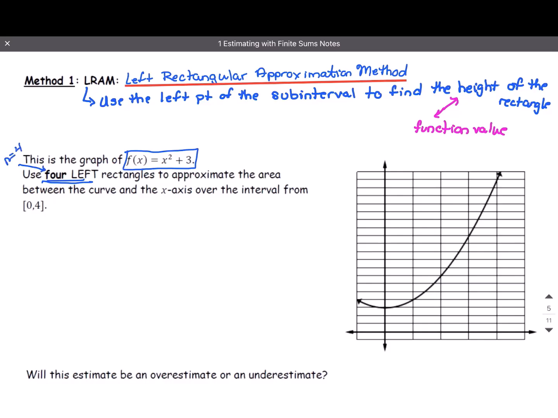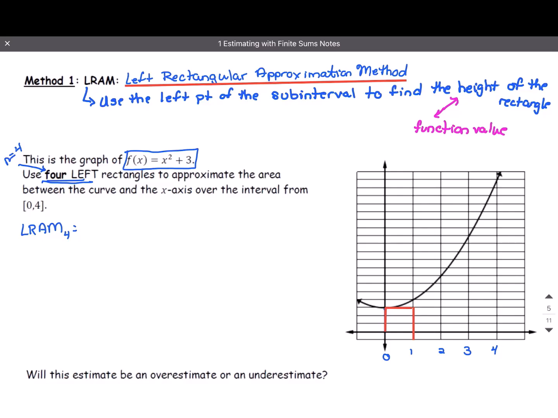That n is for the number of rectangles we want. So we're doing an LRAM sub 4. That means 4 rectangles. Well, let's look at the graph. We have from 0, 1, 2, 3, 4. Now between 0 and 1, the number on the left is 0. So we use the 0 to find the height of the curve. And then we follow that across to the end of the subinterval and finish our rectangle.